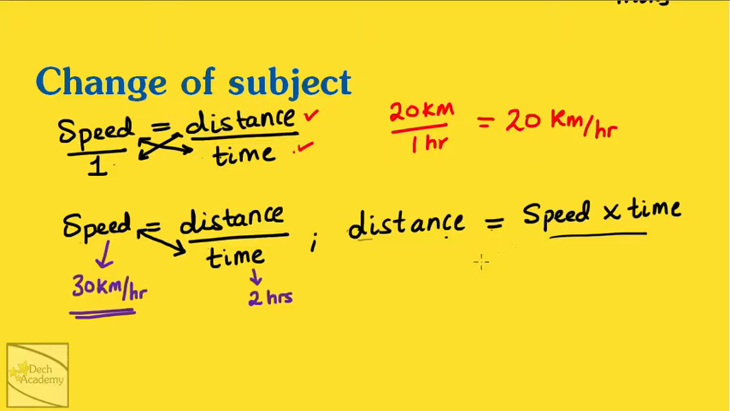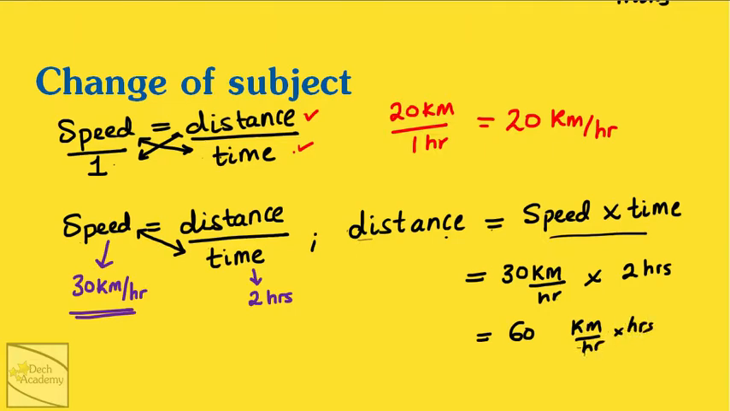So in this case, what's the distance traveled by the object? It's the speed, which is 30 kilometers per hour, times the time taken, which is 2 hours. So the distance traveled by this object is 30 times 2, which is 60. Then we have kilometers per hour times hours. I'll write it this way, kilometers per hour times hours. They just cancel out because they're just units. So we have the distance is 60 kilometers. And if you think about it, one of the units of distance I mentioned earlier is kilometers. So the answer to this question is 60 kilometers.